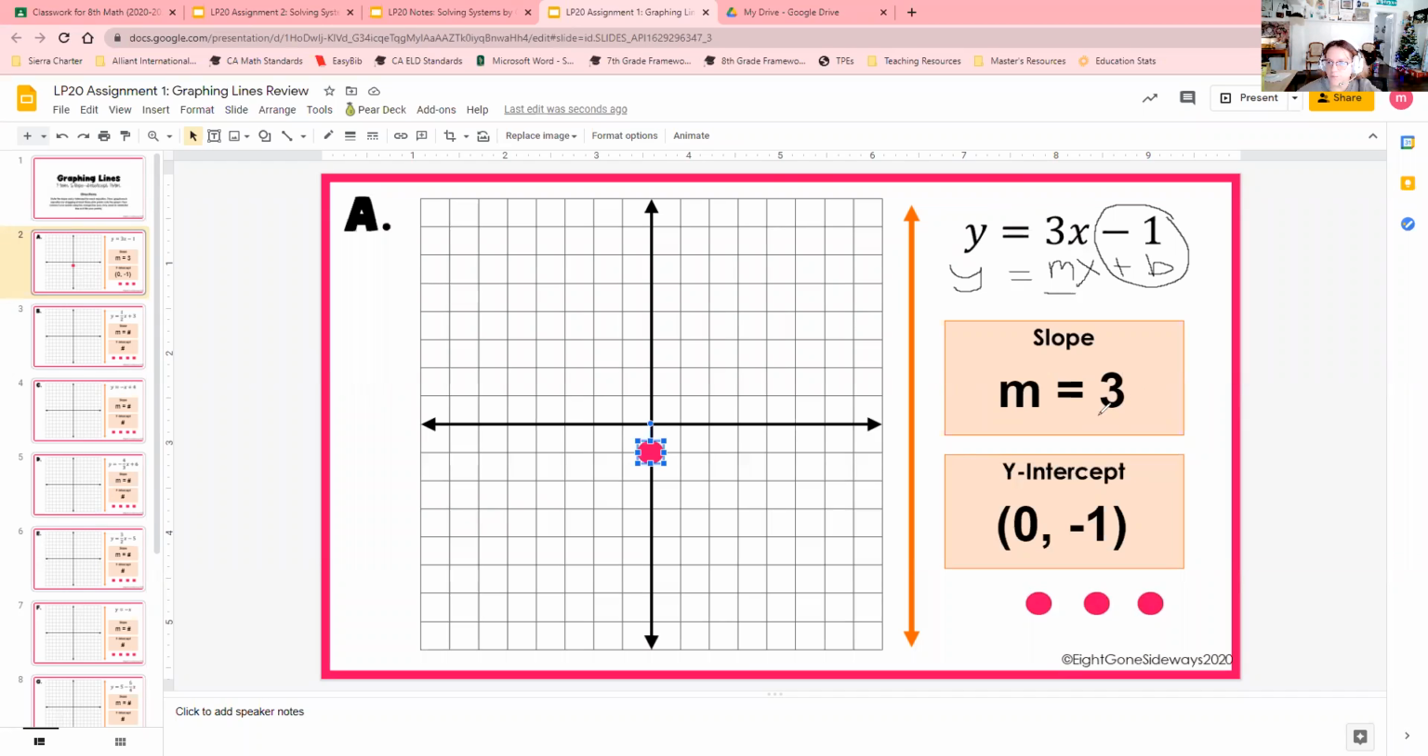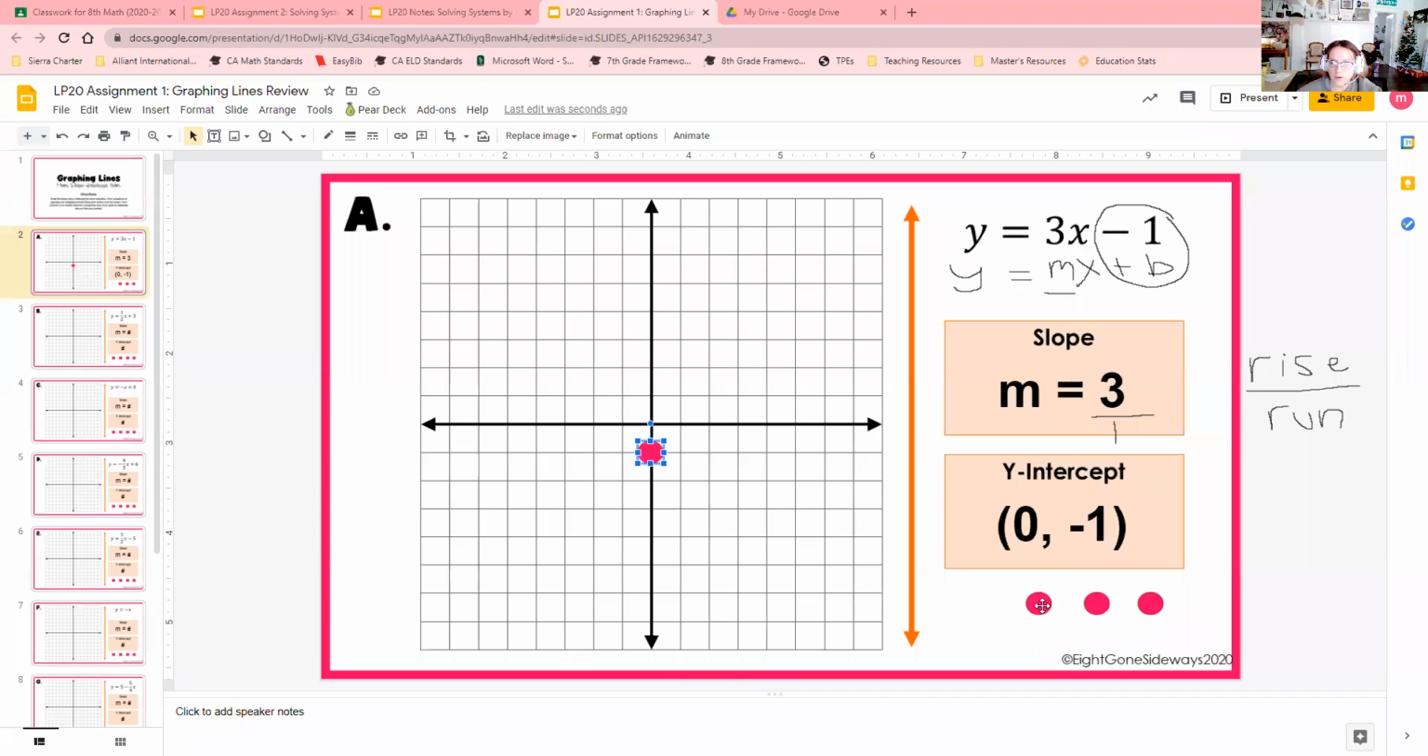Now we're going to use the slope to help us, and I always like to turn my slopes into fractions. If I take this whole number and make it a fraction, it would be 3/1. Now we can use that to figure out the next points on our graph. So my slope, 3/1, remember, is rise over run. I'm going to rise 3, move up 3, and I'm going to run 1. We're going to move over 1.